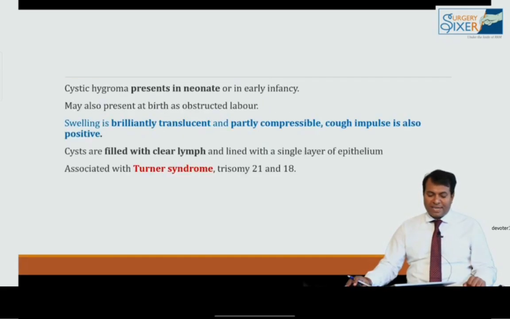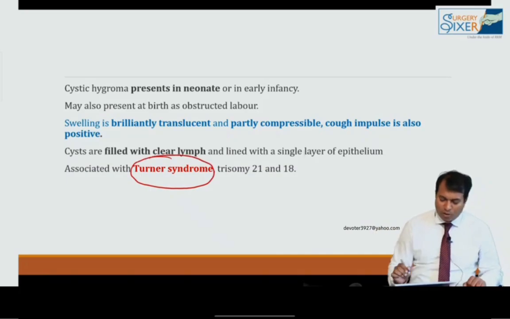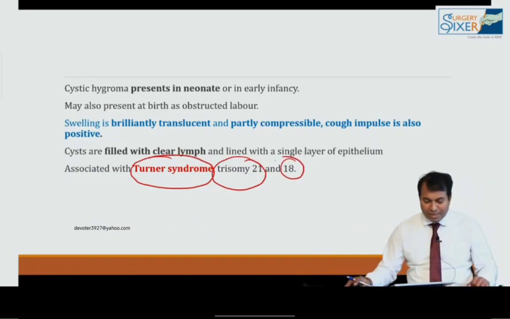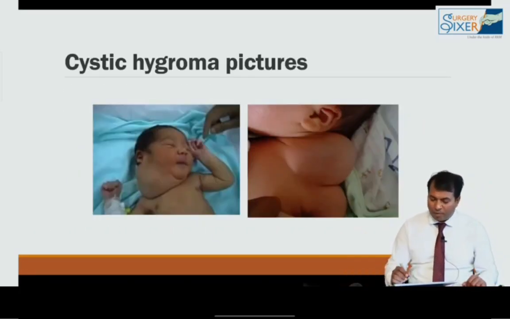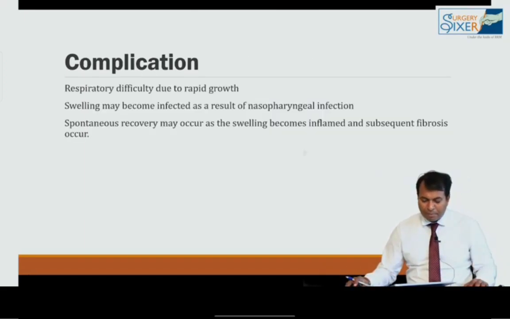So cystic hygroma is presenting as a swelling in posterior triangle and is associated with Turner syndrome and trisomy 21 and 18. So it can be associated with Turner syndrome, trisomy 21 and 18, and you can see the classical cystic hygroma. If you put light, it will be brilliantly transilluminant. Cystic hygroma will be brilliantly transilluminant.